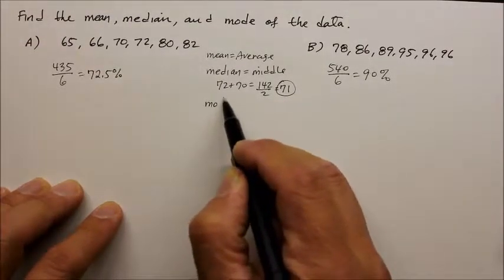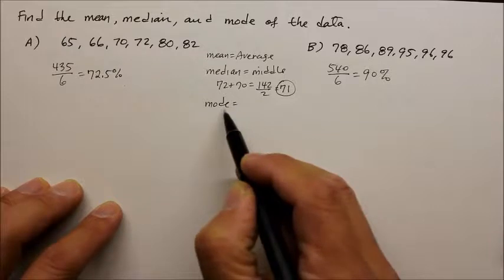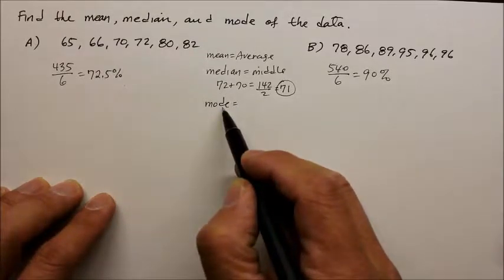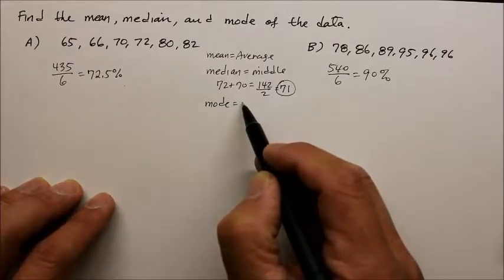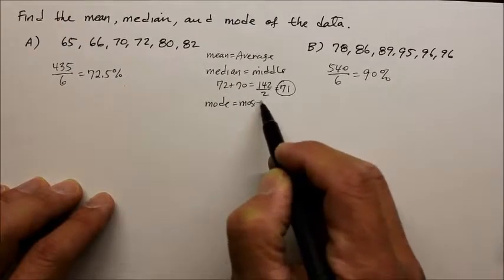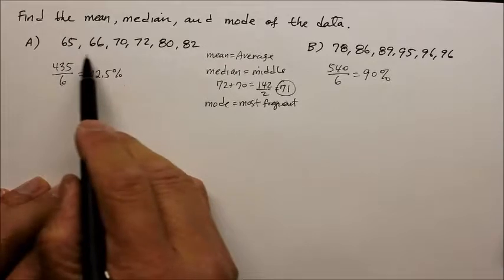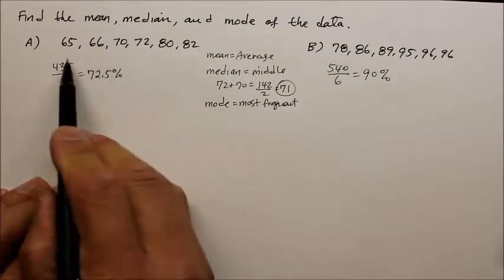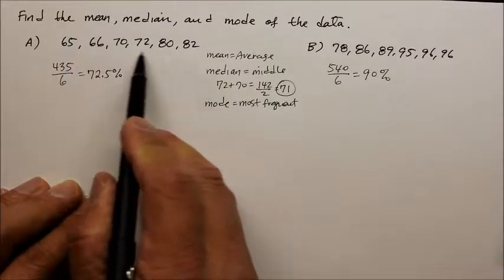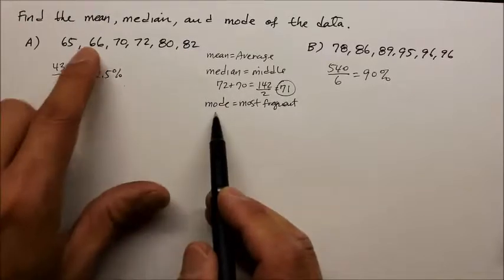And the mode? The mode is whatever comes out the most frequent. In this case, there's no number that repeats. They're all different numbers. So there is no mode on this set of data.